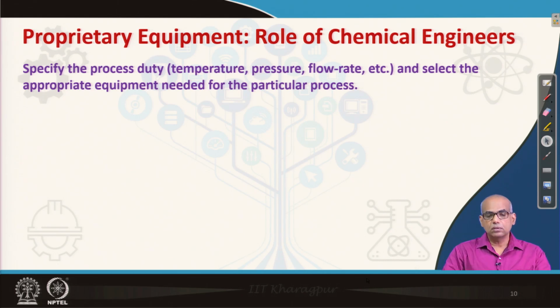So, if you are not working with a company who manufactures equipment, then what will be your role as a chemical engineer for selecting proprietary equipment? You have to specify the process duty such as temperature, pressure, flow rate, etc., and select the appropriate equipment needed for the particular process.